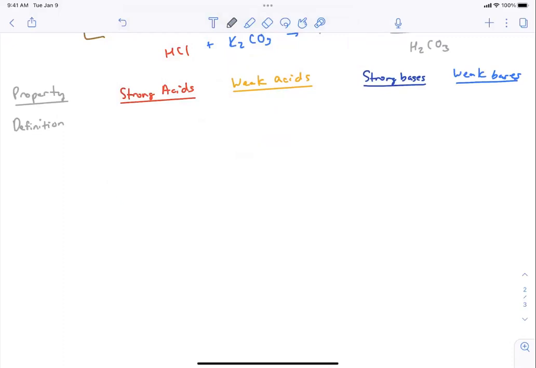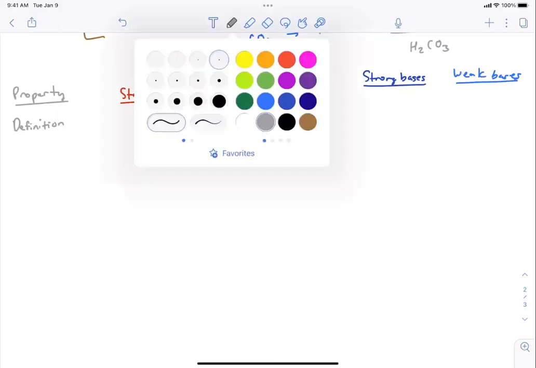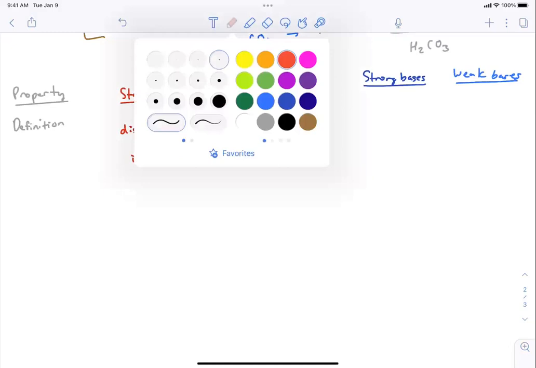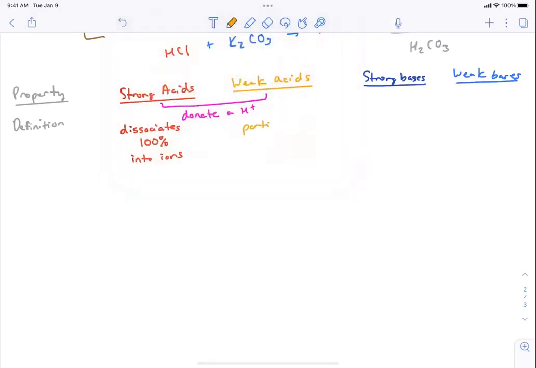Okay. Definition. Now, both strong acids and weak acids donate H plus. That's the definition of the acid part of a strong acid, weak acid. The difference is a strong acid dissociates 100% into ions. And that's kind of redundant, but I just want to make sure when you look back at it that you remember what dissociate means. Whereas a weak acid only partially dissociates into ions, which is usually like less than 1%.